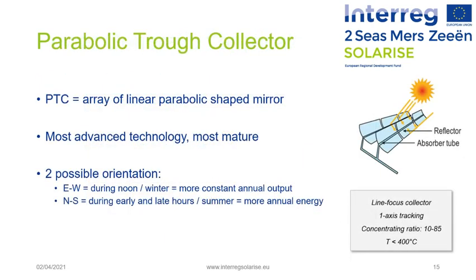The first of them is the parabolic trough collector. It consists of parabolic shaped mirrors put in a line that concentrate the solar radiation into a line tube absorber placed along the focal line of the collector and where a fluid absorbs the heat to be used.